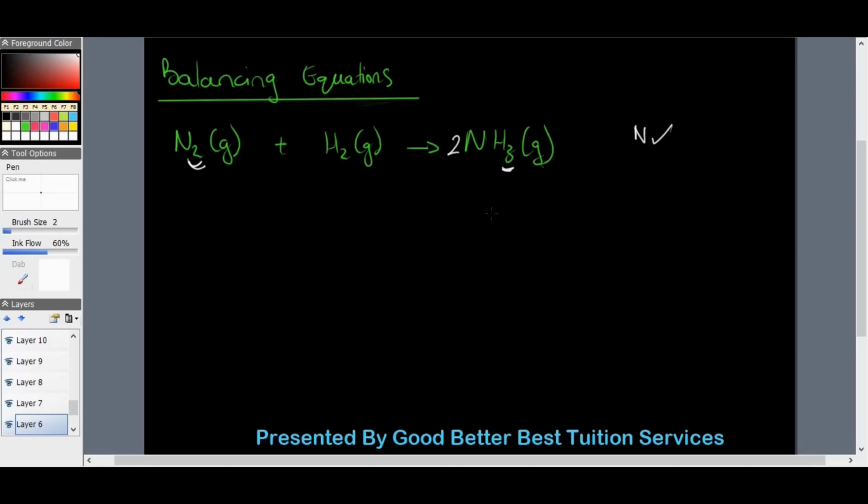So what's 3 times 2? This is not a rhetorical question. Someone answer it, please. 6. Thank you, Jordan. Yes, 6. So that means I have 6 hydrogens on my right and only 2 on my left. What balancing number needs to go in front of H2 in order for me to also have 6 hydrogens on the left?